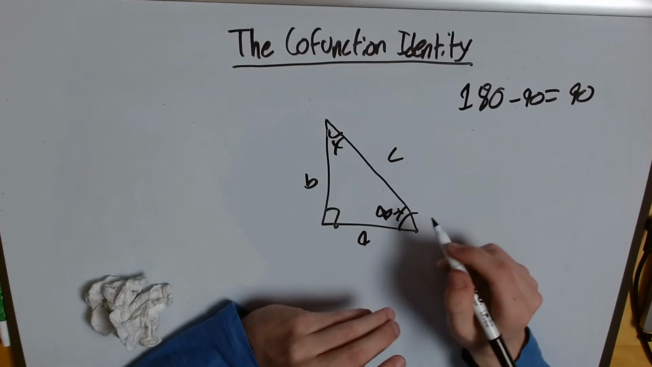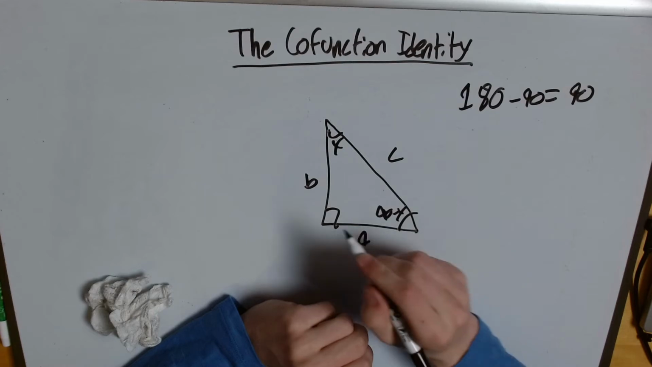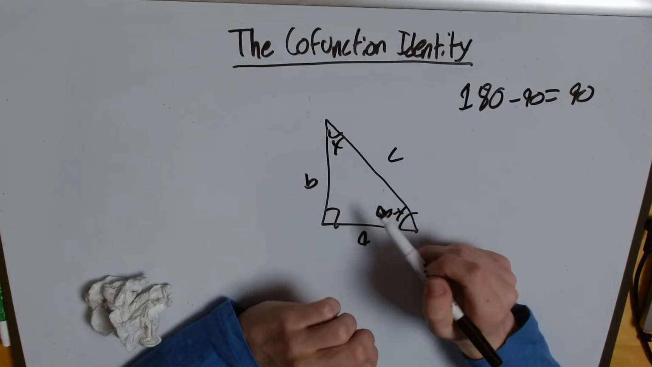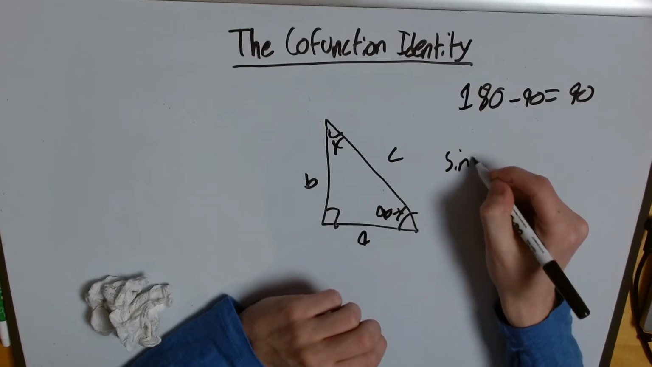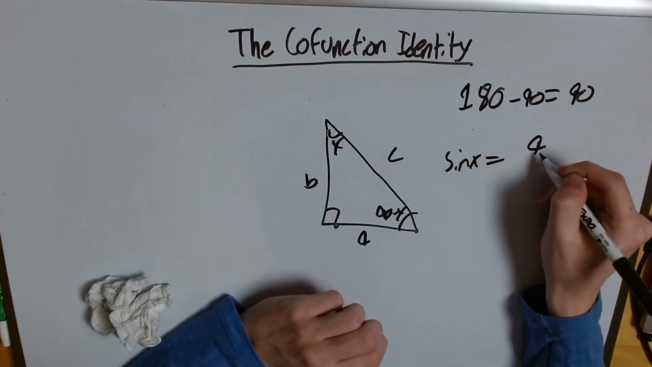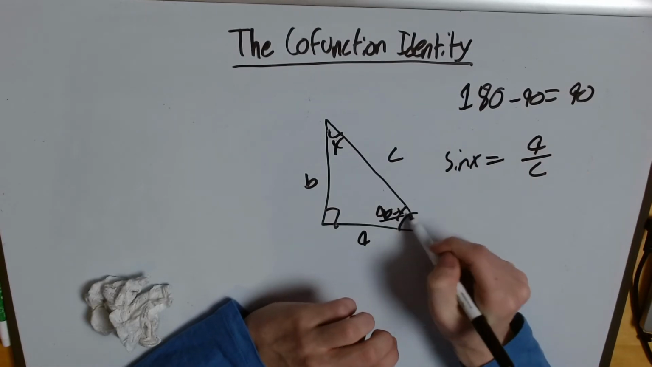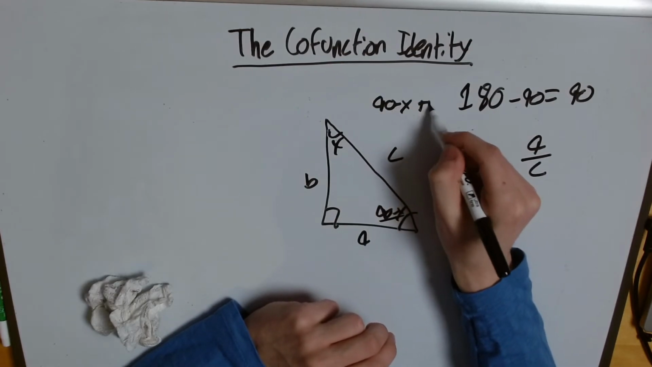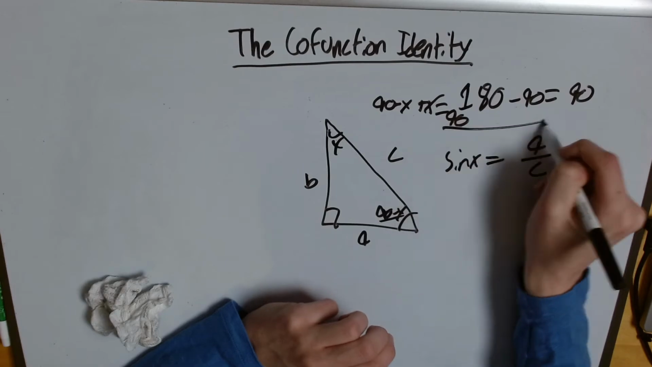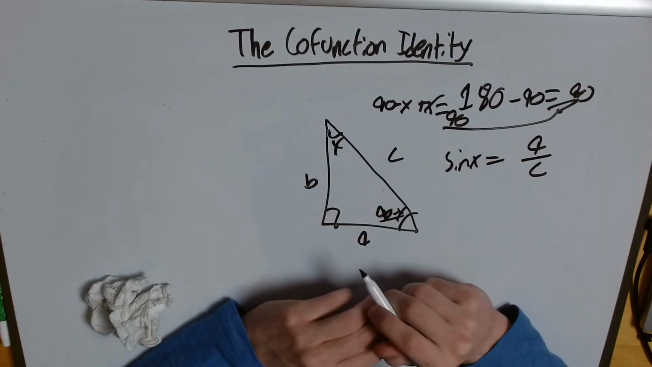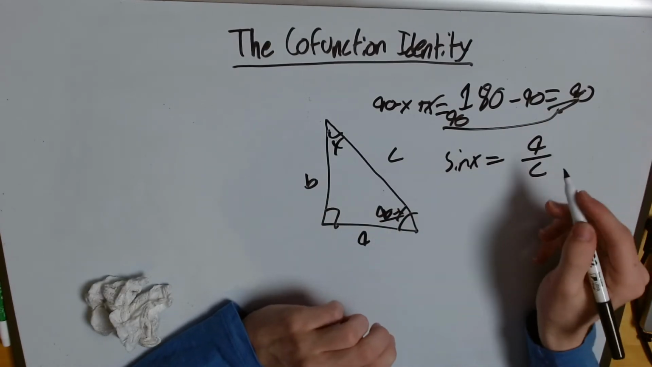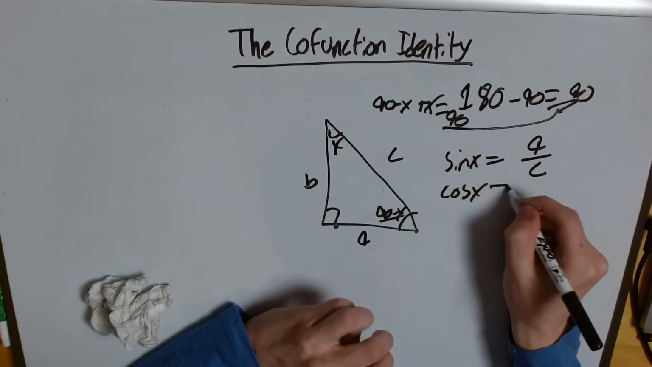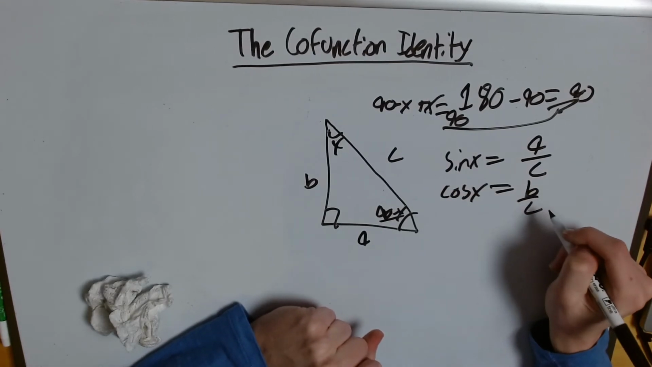So let's say I want to find the sine of x. Sine of x is the opposite over the hypotenuse, so the sine of x is A over C. And of course, this angle is 90 minus x because 90 minus x plus x sure indeed does consist of 90, which we know it has to be since we already have a 90-degree angle here. So sine of x equals A over C. The cosine of x is equal to B over C.